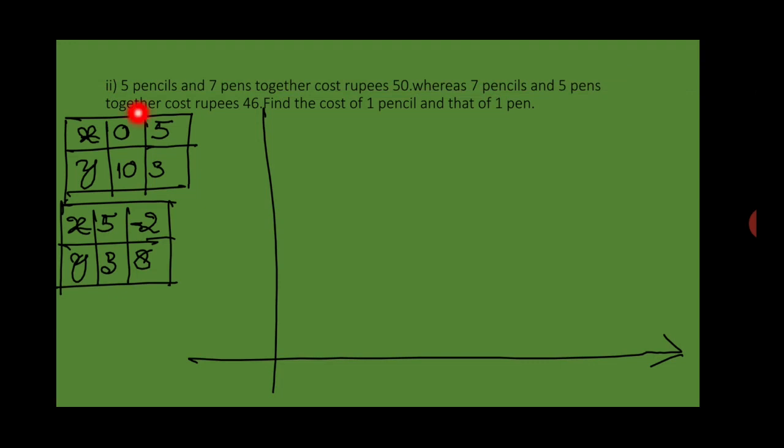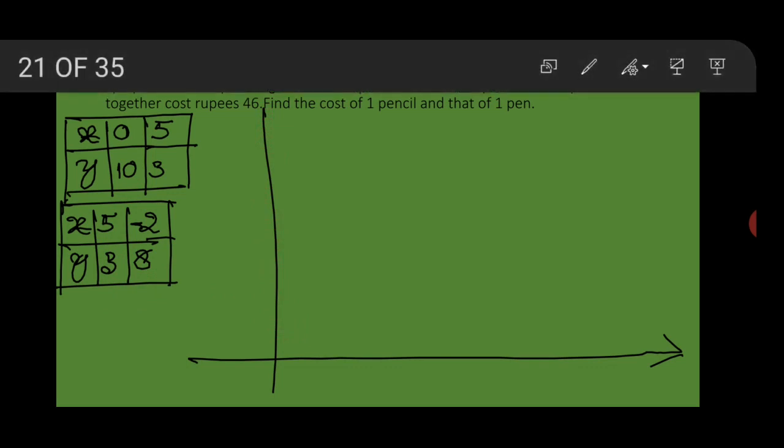Now what is the maximum value of x here? In the first value table, maximum value is 5. In the second value table, maximum value of x is 5. So we require 5 on x-axis. And what is the maximum value of y? Y is 10. Here 8. So we require 10 on y-axis. Right? So write down now.